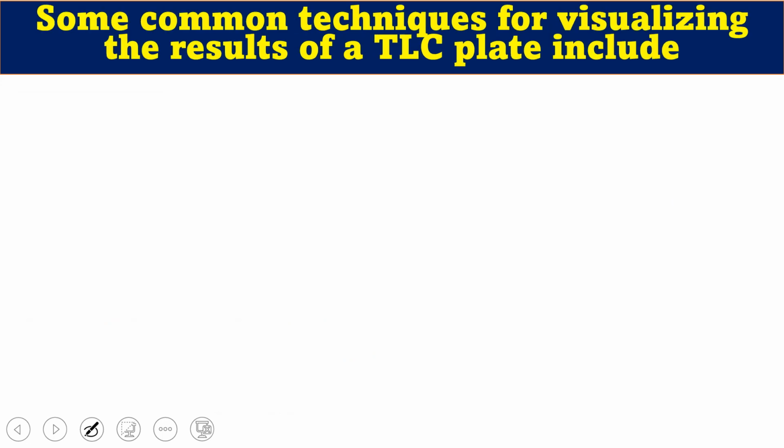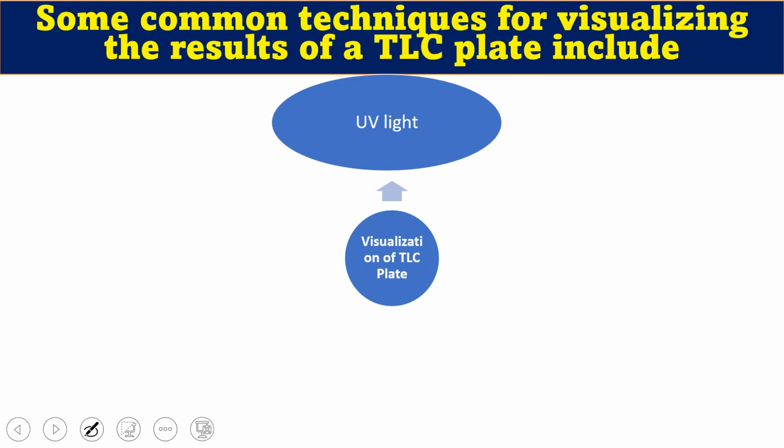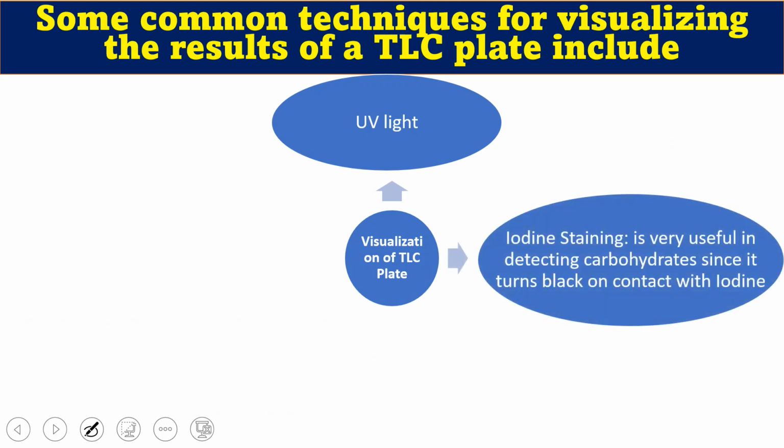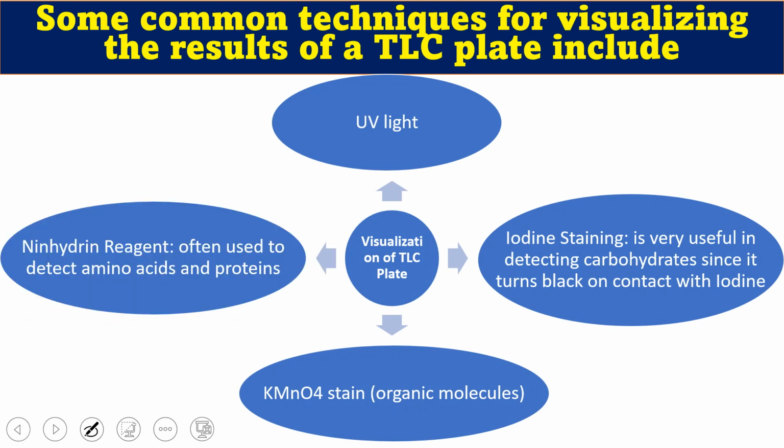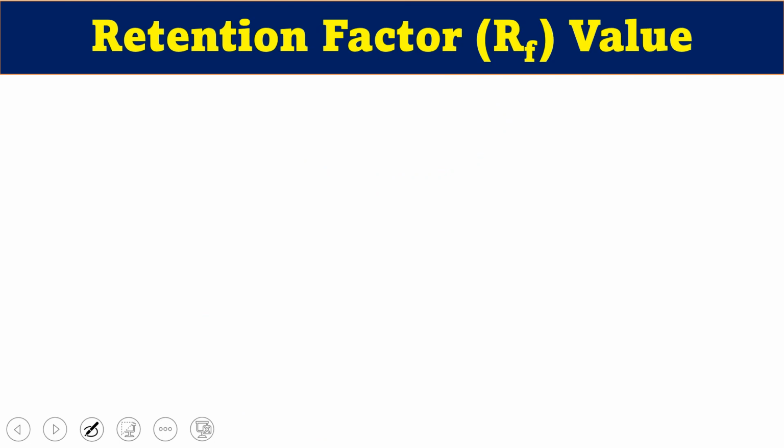Some common techniques for visualization of the TLC plate. So what are the different techniques we have? First, you can use UV light. Then you can also use iodine staining, which is very useful in detecting carbohydrates since they turn black on contact with iodine. Then you can use potassium permanganate, KMnO4, stain, which we use for organic compounds, and for amino acids or proteins you can normally use ninhydrin reagent. So these are the four commonly used techniques for the visualization of the spots on the TLC plate. You can use any of them according to the compound you want to separate.